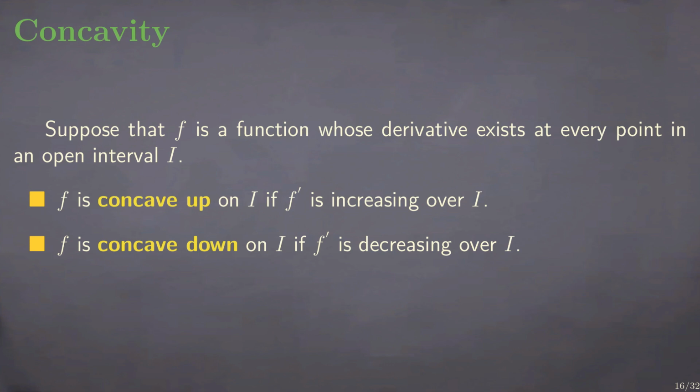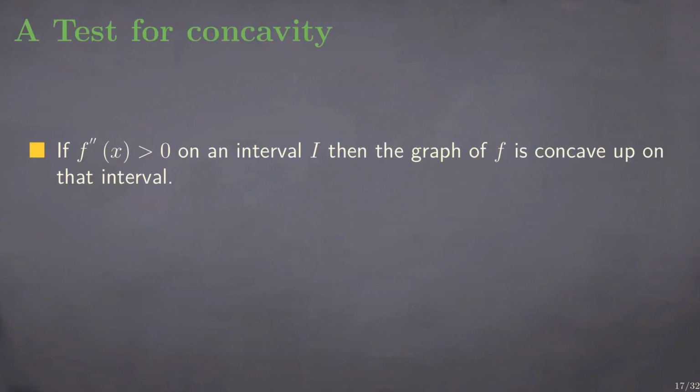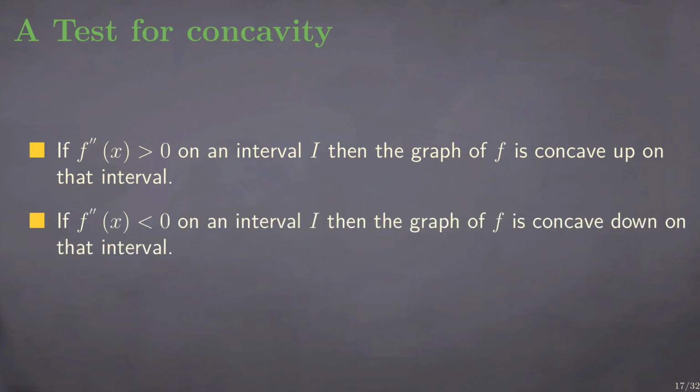Now we are ready for a test for concavity using the second derivative. It says that if the second derivative of f is positive on an open interval I, or just an interval I, then the graph of f is concave up on that interval. And if the second derivative of f is negative on an interval I, then the graph of f is concave down on that interval.